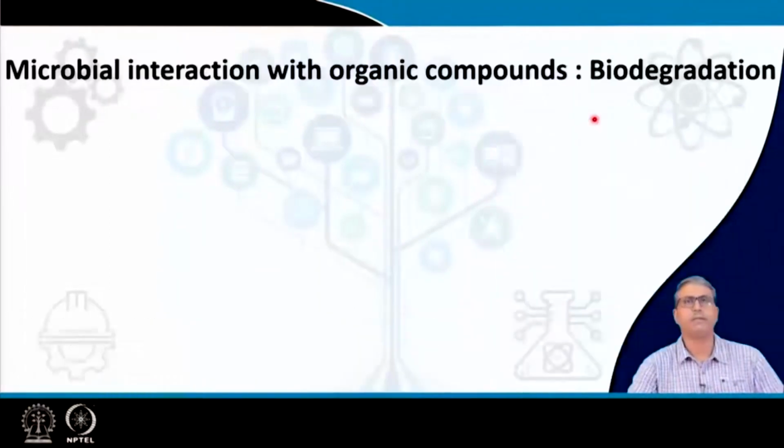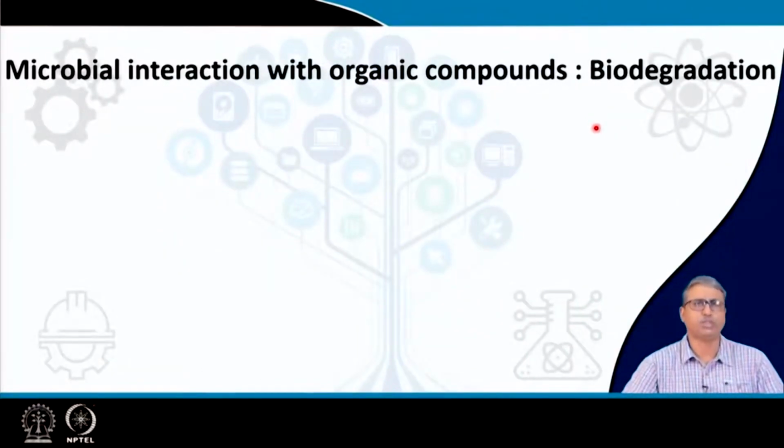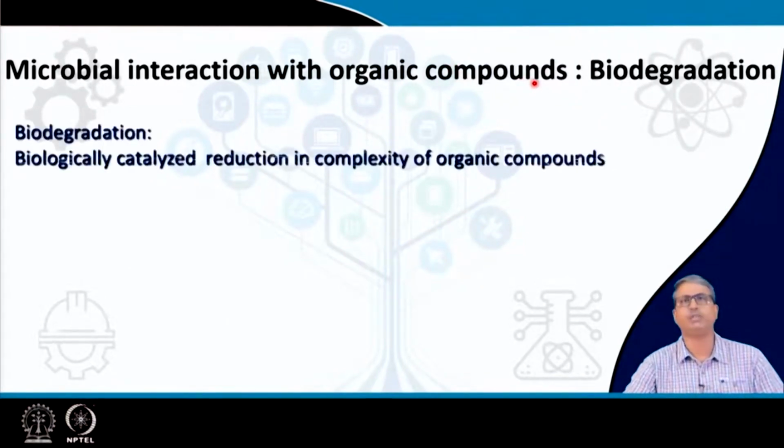Now, these are processes where the microorganisms interact with the organic compounds in a natural manner. In most cases, organic pollutant rich sites are full of such microorganisms, bacteria especially, who are capable of interacting with these toxic organic compounds. That type of interaction, where microbes interact with toxic organic chemicals, is referred to as biodegradation. It is defined as a biologically catalyzed reduction in the complexity of the organic compound. So, biodegradation overall is a microbial interaction with organic compounds.